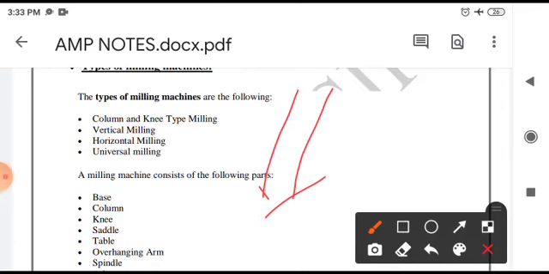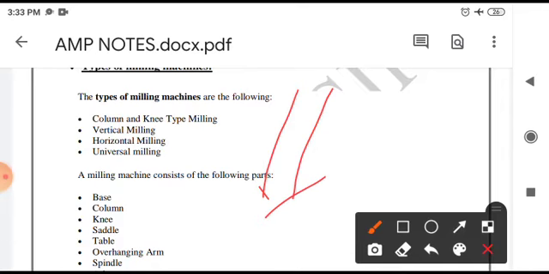Then the metal removal is by a series of cutting edges. The metal is removed in the form of discontinuous chips. The work can be fed in longitudinal, vertical, and crosswise directions to obtain the desired shape.